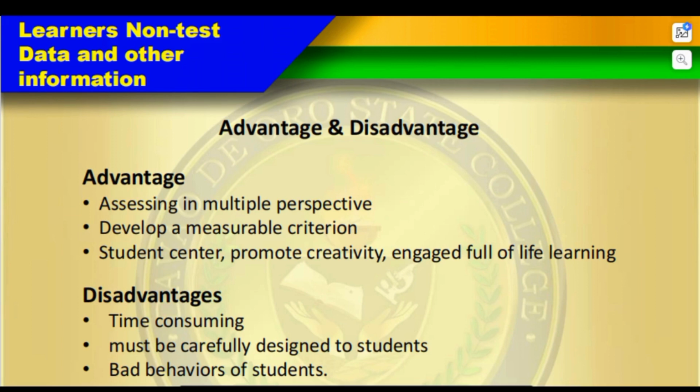The second one is to develop a measurable criterion. A non-test method for assessing students' understanding of a concept might involve a project-based assessment where students demonstrate their knowledge through a real-world application. The accuracy of this method can be measured by comparing the students' performance on the projects to their performance on a traditional written test on the same concept.